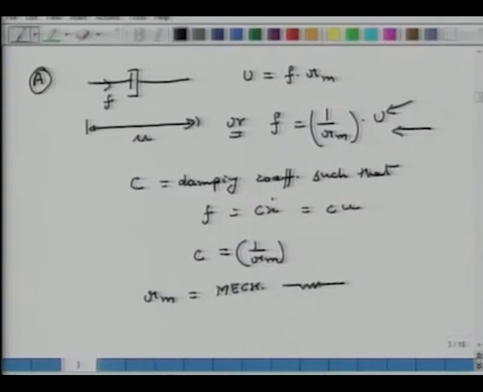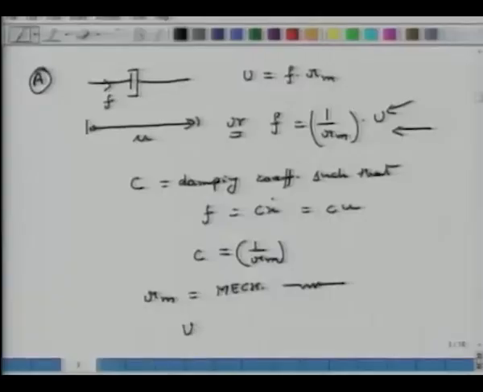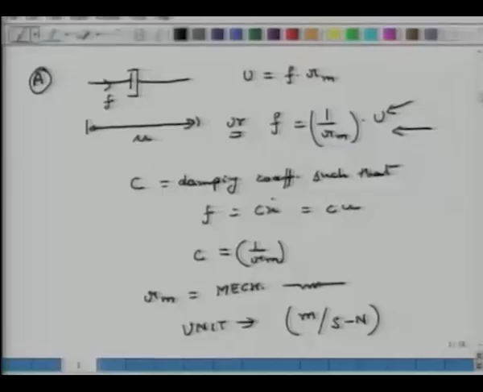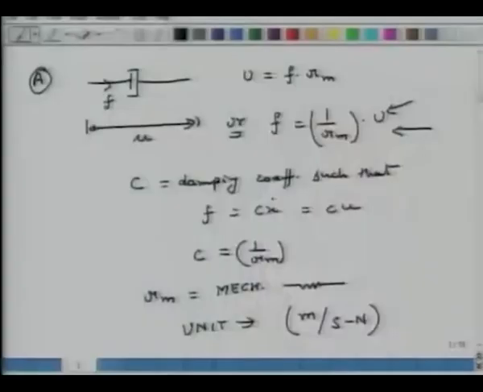What is the unit of Rm? It will be the inverse of the unit of damping coefficient. So that unit is meters per second per newton, right? So as you are doing your calculations using this approach, you should make sure that you don't equate C with Rm. There's an inverse relationship. That is a mistake which happens very often. So we talked about mechanical resistance or a dashpot.